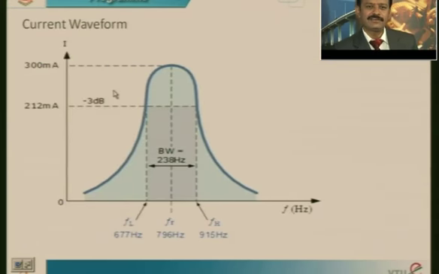You can represent this in the waveform, the current waveform. Maximum current is 300 milliamps. If you make it 300 by root 2, you will get 212 milliamps at the minus 3 dB point. And bandwidth is represented as 238 Hertz, with lower cutoff and upper cutoff and resonating frequencies mentioned here.